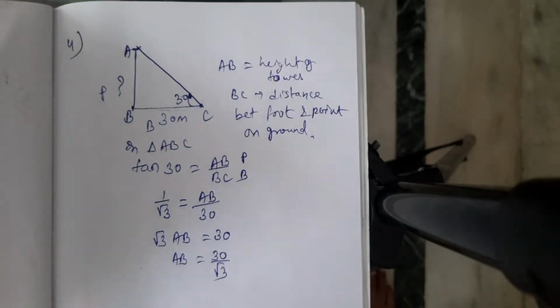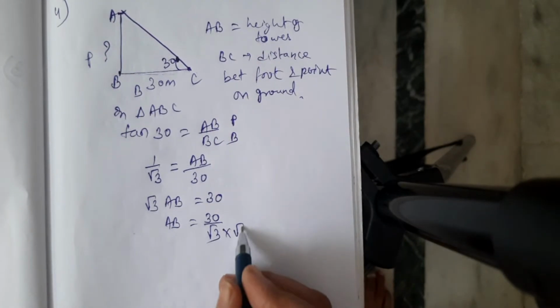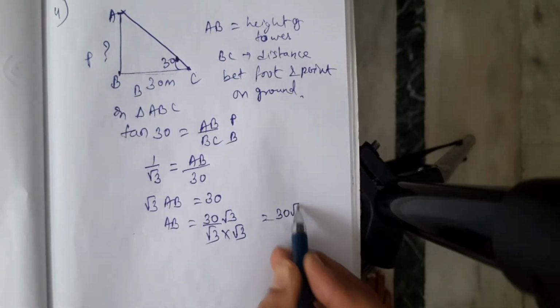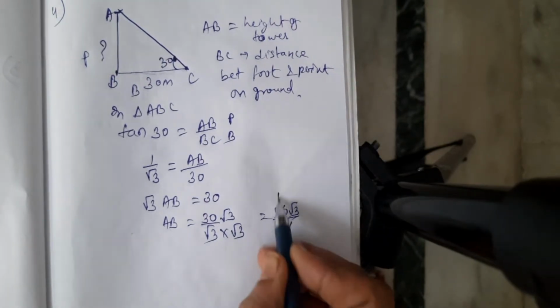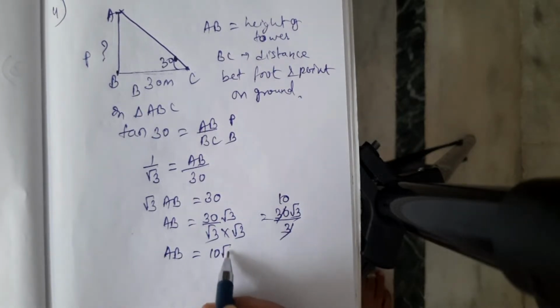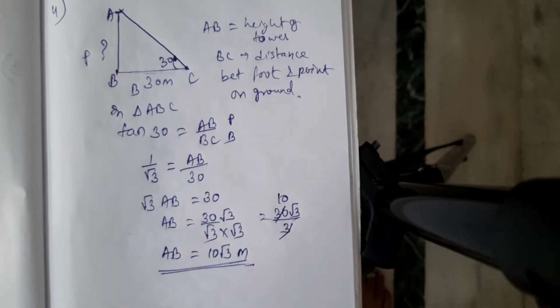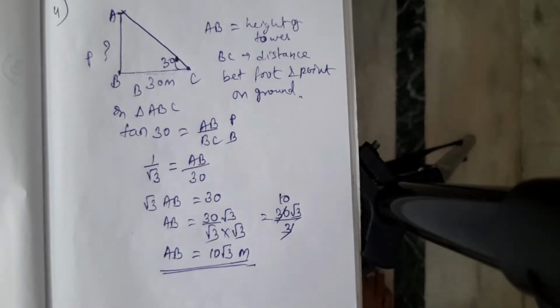So rationalize it. So now we are going for the rationalization. So it is 30 root 3 upon 3. Now make the cancellation. So final answer is AB is 10 root 3 meter. So we got the height of tower. So these questions, as I told, are very simple. We can go through with that.